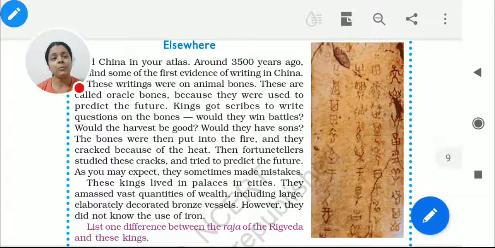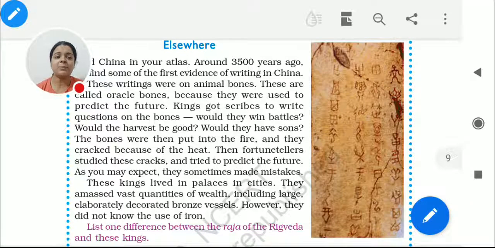On the bones of the animals, you can find the picture by the side here in brown color, something was written on the animal bones, and this was a special kind, so it was known as oracle bones. As it was predicting the future, whatever was written on it, according to it, it was decided that this will happen in the future. So it was a prediction of the future, you can say bhavishyavani.